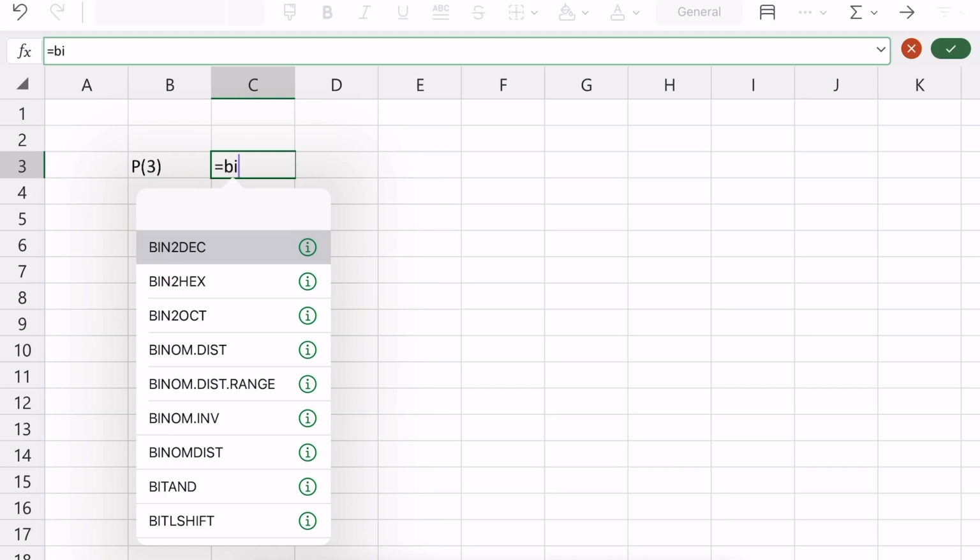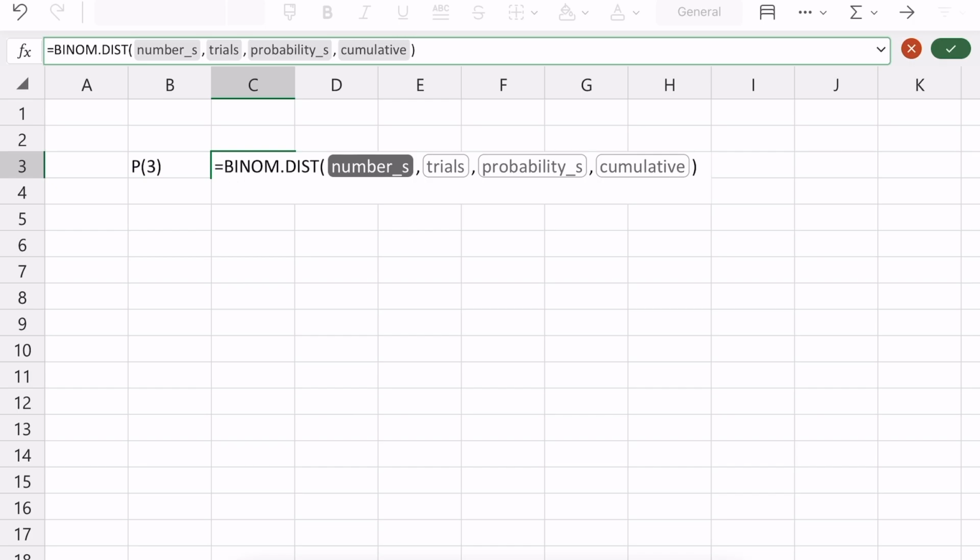Okay, so there's binary to decimal. Binom looks pretty good. Binom.dist looks great. Binom.dist, let's do that. Number S, what could that possibly mean? Number of successes. Oh, well, that's 3.